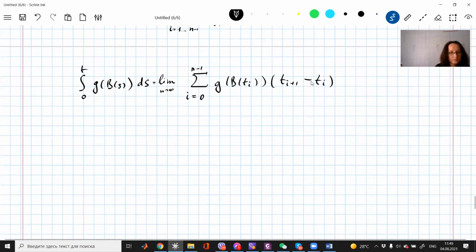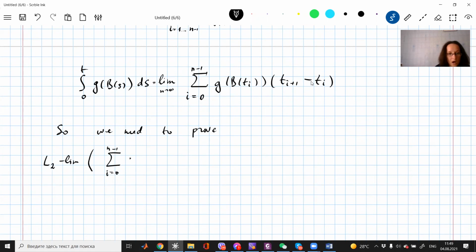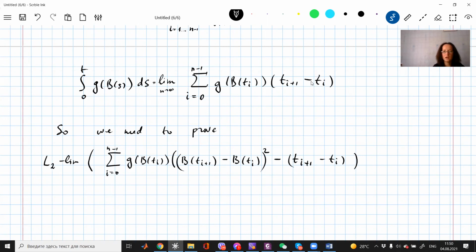We need to prove that we have such an L2 limit. I will take what we have in the statement of the theorem, the sum of g(B(t_i)) times the squared increment, and subtract the integral sum, putting it together. I just add this term here. And I need to show that this limit is equal to zero. This is what we need to prove.